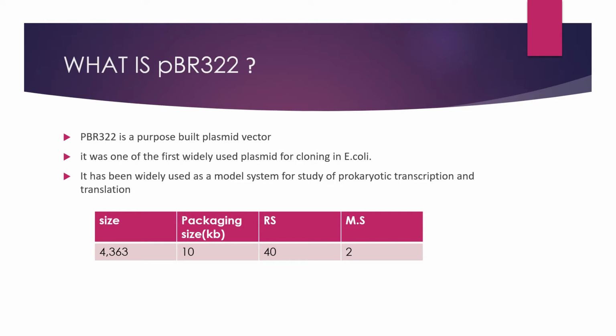The main reason why pBR322 is so widely popular is that it has two marker sites, that is ampicillin and tetracycline marker sites. Due to this nature, it is very widely used, which helps us in obtaining our desired gene of interest at the end of the cloning process.